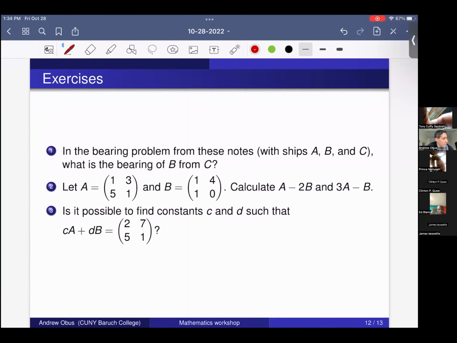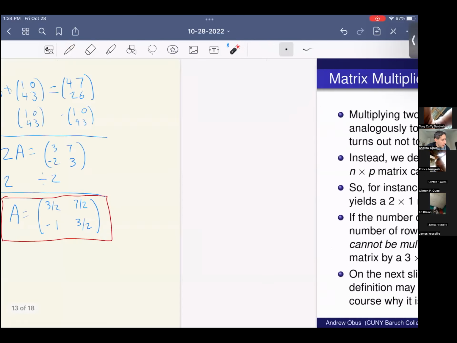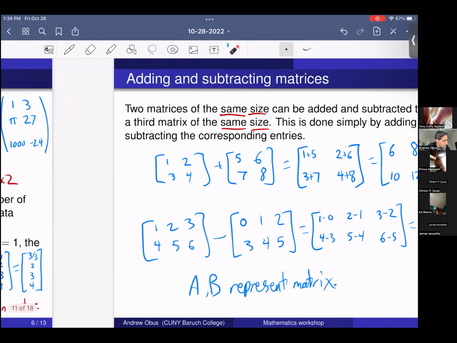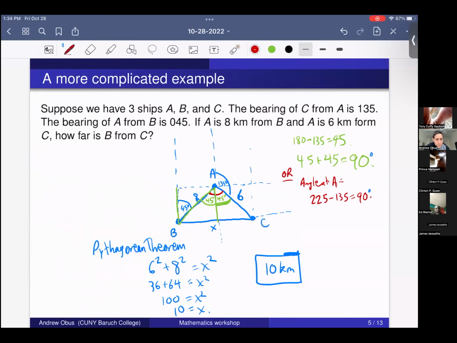In the meantime, there's going to be some homework, so I'll send out the notes. The first thing is, in the bearing problem that we did, we calculated this triangle, but what we didn't do was calculate the bearing of B from C. So if I go back to this diagram, here it is. We calculated in this case that x is equal to 10, but we didn't actually calculate the bearing of B from C. In this picture, it looks like they're on a horizontal line, but they're actually not.